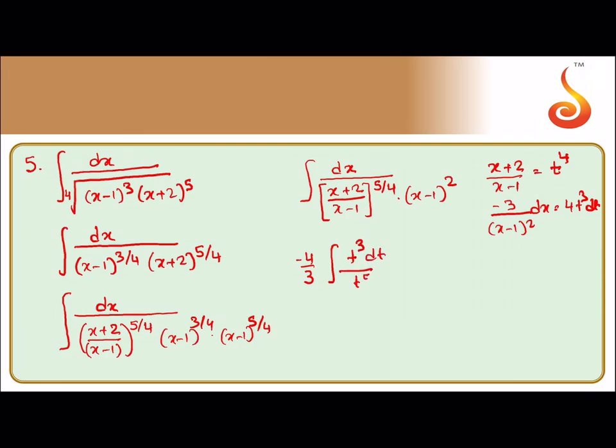dx will become minus 4 by 3, t cube dt by t to the power 5. So this will give you 4 by 3 into 1 by t plus c. So this will give you 4 by 3. The final answer will be x minus 1 by x plus 2, whole to the power 1 by 4, plus c.